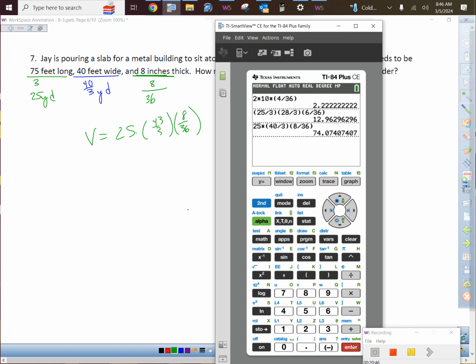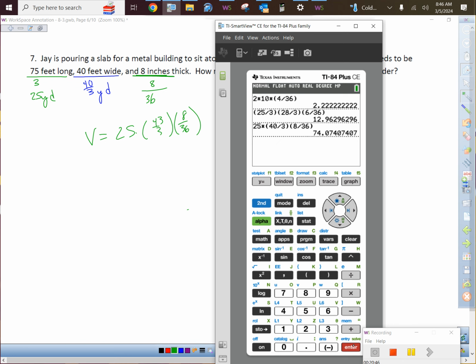That's a lot. I usually reevaluate and go, did I do that right? That's a lot of concrete. That's 8 trucks coming. But what did he pour? It's a big metal building, right? How long's the building? 75 feet long. This room is 25 feet long, right? So it's like 3 of these rooms in a row. 40 feet wide. This room is basically 20 feet wide. Isn't it like 2 rooms wide that we have right here? That's a big old slab, 75 feet by 40 feet.